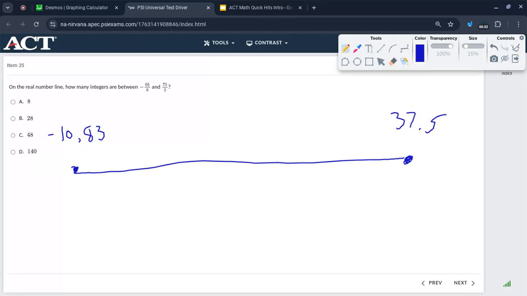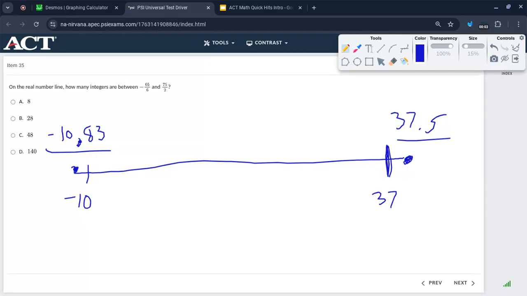So integers, whole numbers. Actually, I don't even care. That should be a decimal; it looks a little bit more like a comma there. I actually don't care about these actual values. What I care about is the integers that are close to them, right? So 37 would be the integer close to 37 and a half. And then over here it would be negative 10, right? That would be the integer closest to negative 10.83.